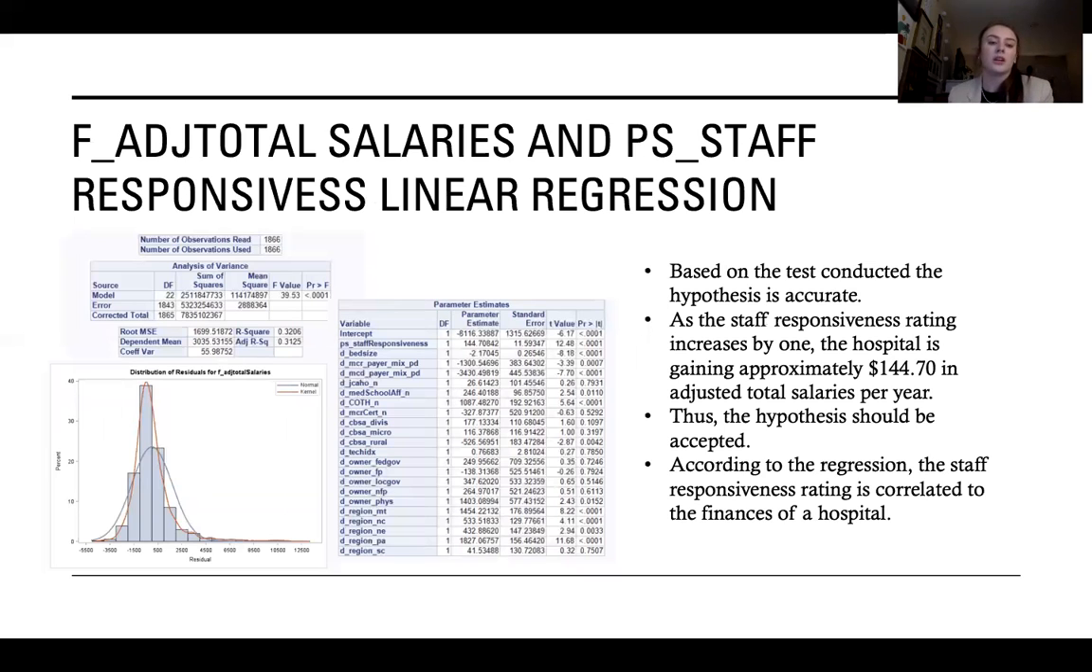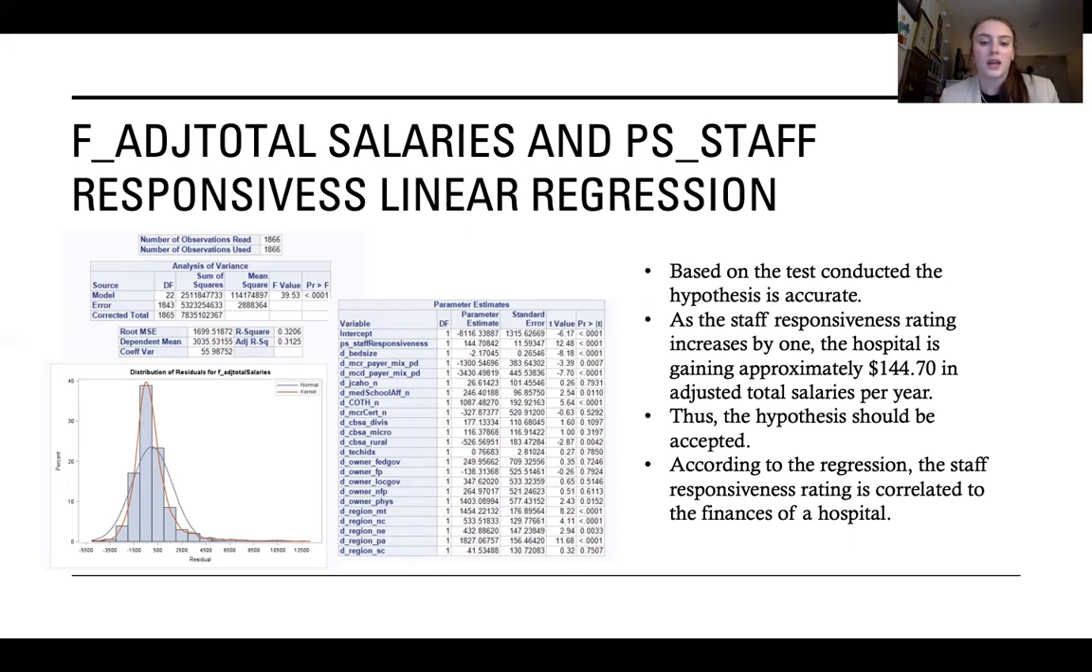Now here's the linear regression for adjusted total salaries and staff responsiveness. Based on the test that I conducted, my hypothesis is accurate. There is a statistical relationship between staff responsiveness and total salaries, as indicated by this p-value right here. It's below 0.005. And as the staff responsiveness rating increases by 1, the hospital is gaining approximately $144.70 in adjusted total salaries per year.